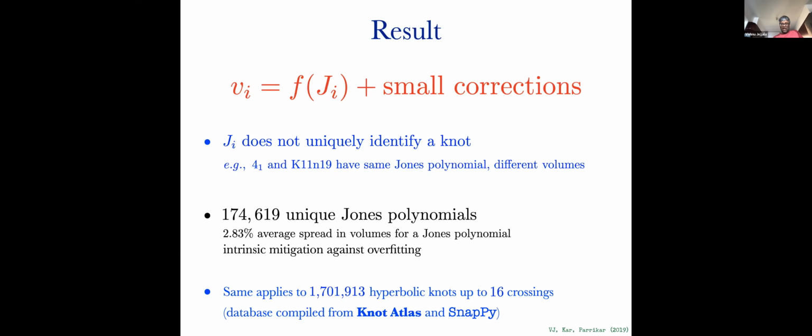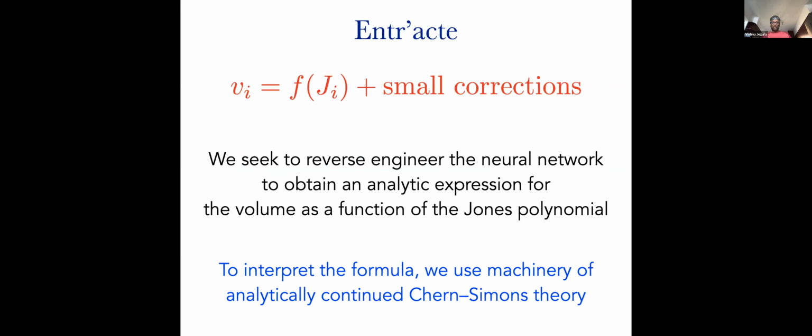So I've showed you an initial neural network analysis for knots up to 15 crossings. The same applies to the 1.7 million hyperbolic knots up to 16 crossings. And we'll use that data set in the remainder of the talk. So what we want to do is reverse engineer the neural network in order to obtain an analytic expression for the volume as a function of the Jones polynomial. And we wish to interpret this formula using the machinery of Chern-Simons theory.